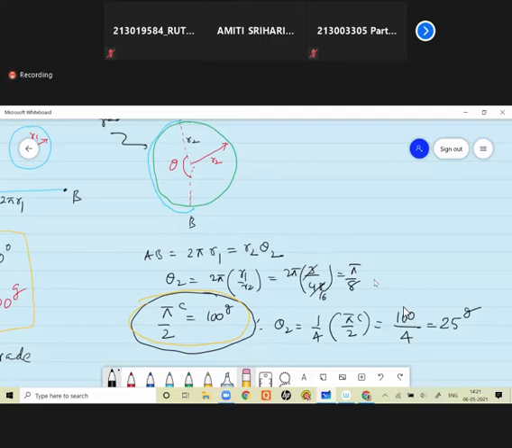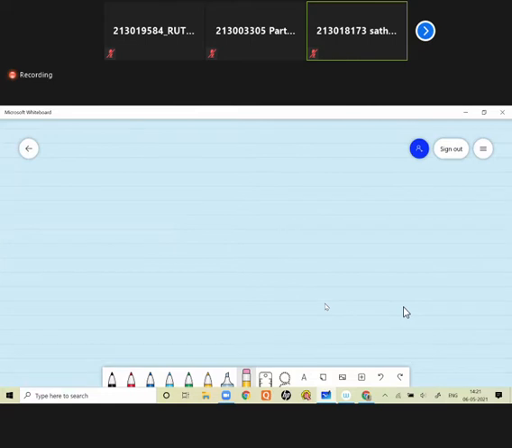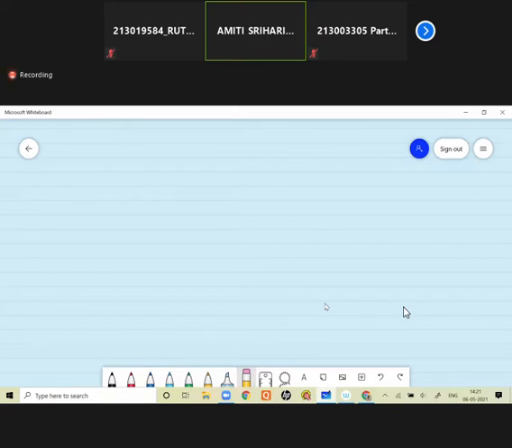Now, children, next question, please. Question number 20. The moon's distance from the earth is this much, and the diameter subtends an angle at the eye of the observer. The diameter of the moon.